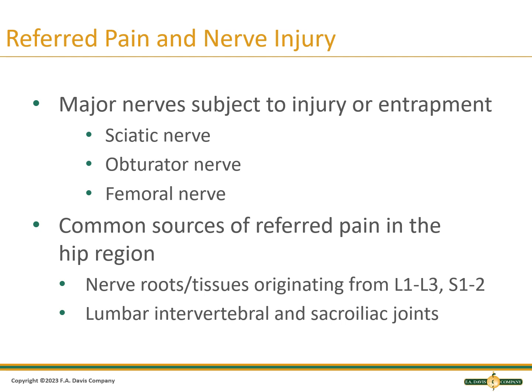Common sources of referred pain in the hip, so this is pain that is coming from the source somewhere else, but we are feeling or perceiving it in the hip. That's going to be our nerve roots or tissues originating from L1 to L3 or S1 to S2, and our lumbar, intervertebral, and sacroiliac joints. All of these can be irritated but refer pain to the hip where the patient reports hip pain.